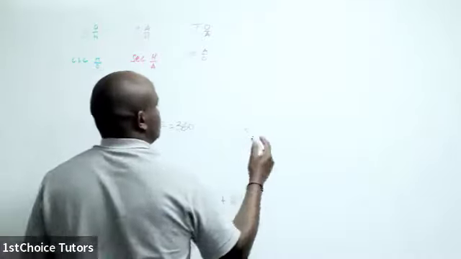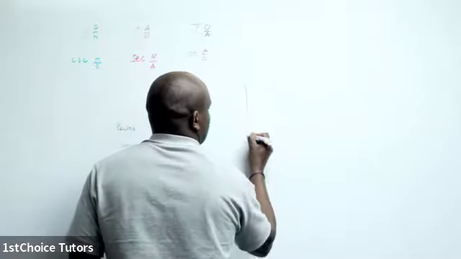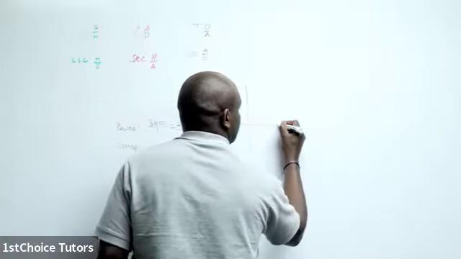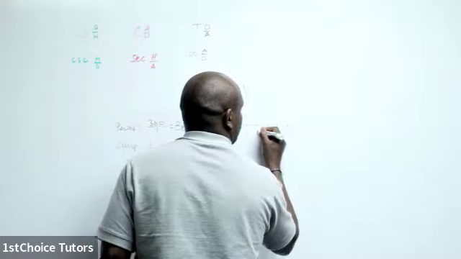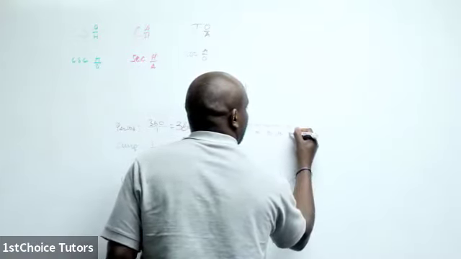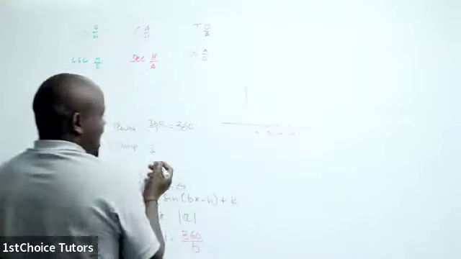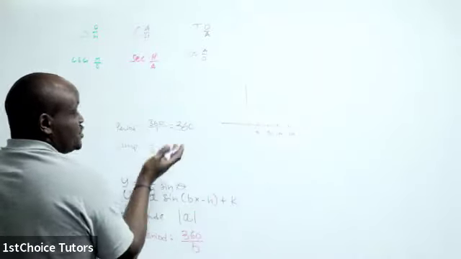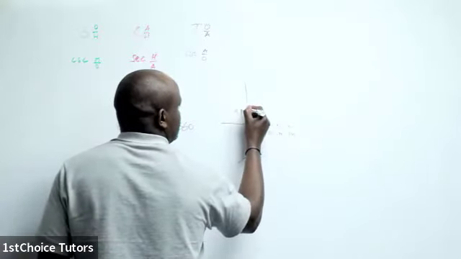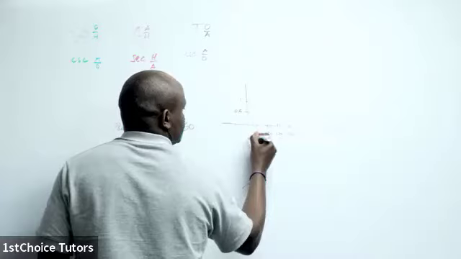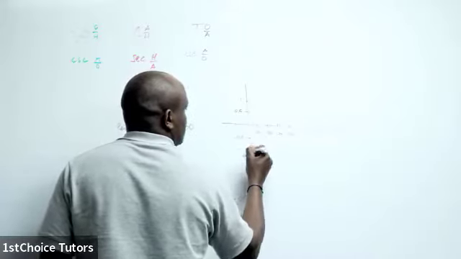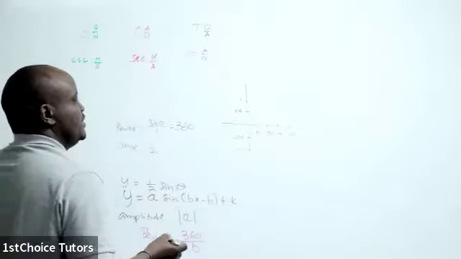Now we need to graph this on the next x and y plot. 90, 180, 270, 360. Now we know how high the graph is going and how low it's going. Amplitude is how high or how low you go. So we go as high as 0.5 and as low as negative 0.5.